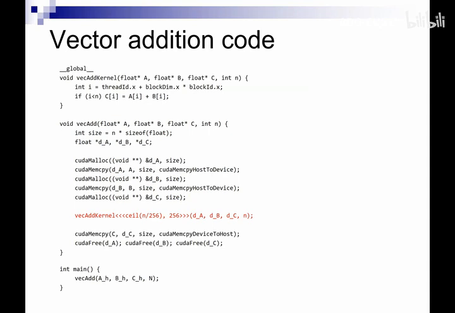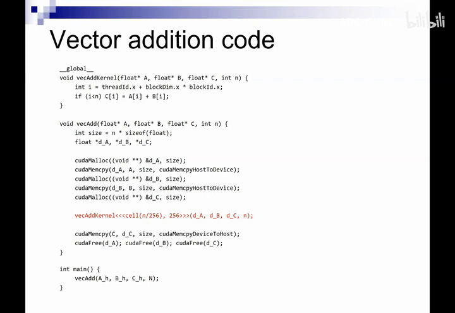This is the GPU kernel, the actual addition kernel. Notice that when you call it, we need to specify the number of thread blocks and the number of threads per block. Here we decided that we want 256 threads per block. I'll talk to you later about how we decide how many threads you want per block, but right now, let's go for 256.